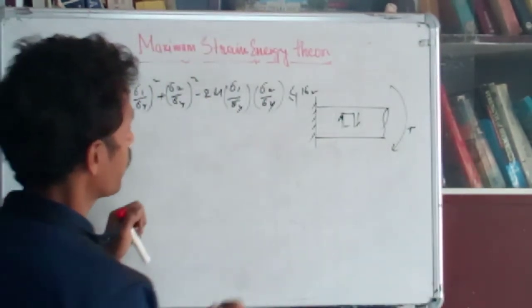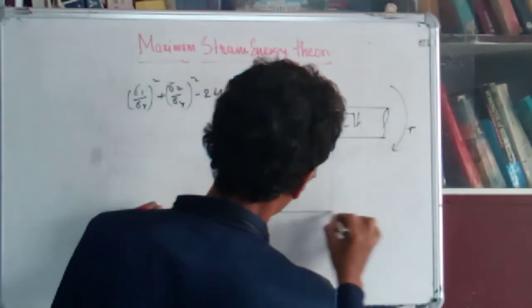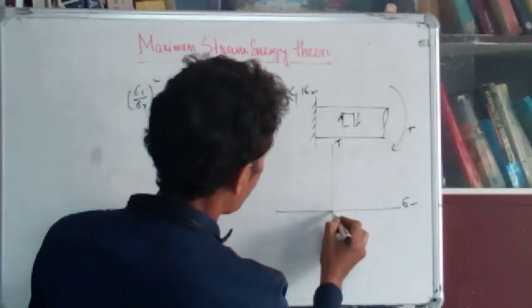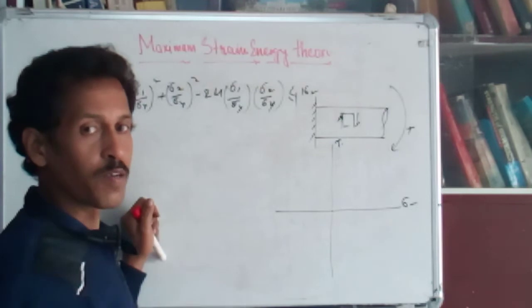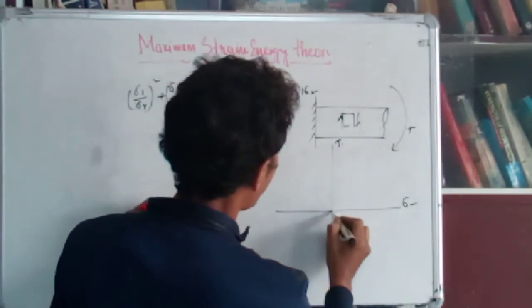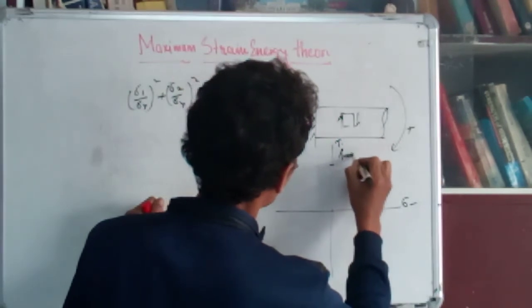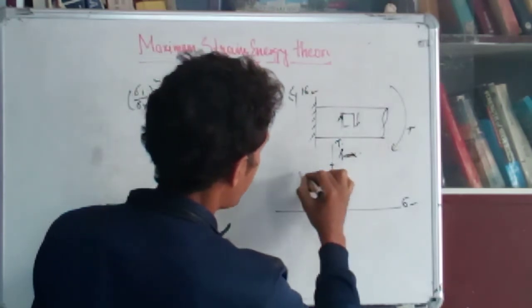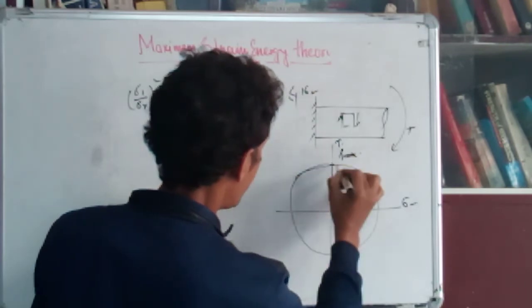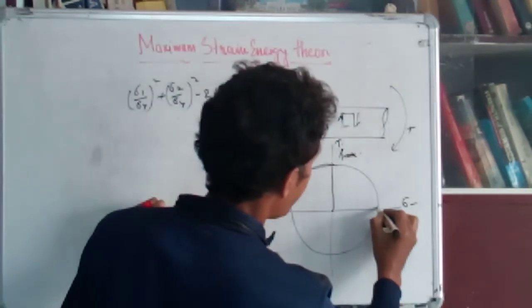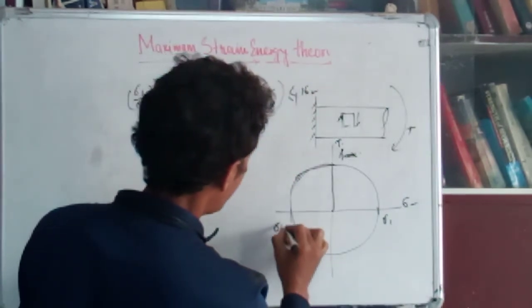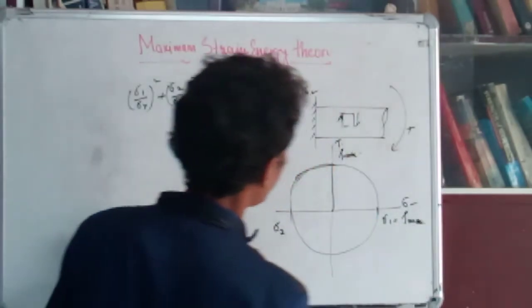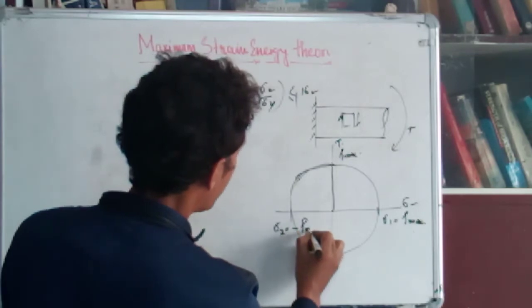And if you draw the Mohr circle, sigma and that is tau. So if the component is subjected to pure torsion, maximum shear stress will be there, considering tau max. So the center will be this, the maximum shear stress will be this, and you have to draw a circle. Okay. So that is sigma 1, that is sigma 2. So sigma 1 is equal to tau max and sigma 2 is equal to minus tau max.